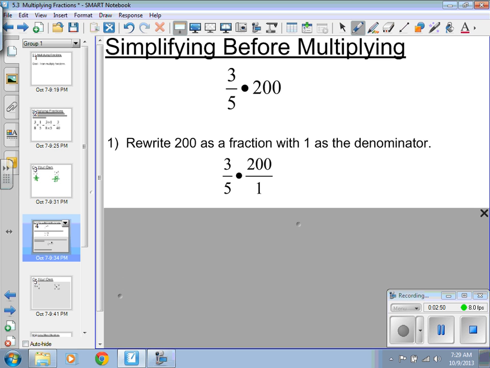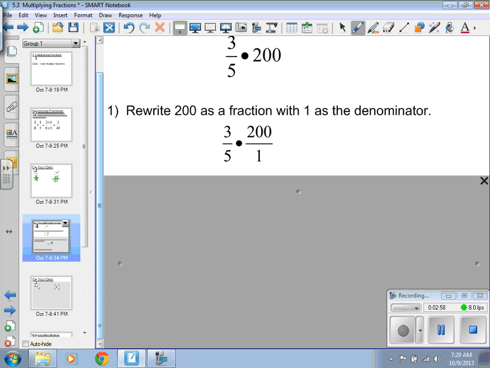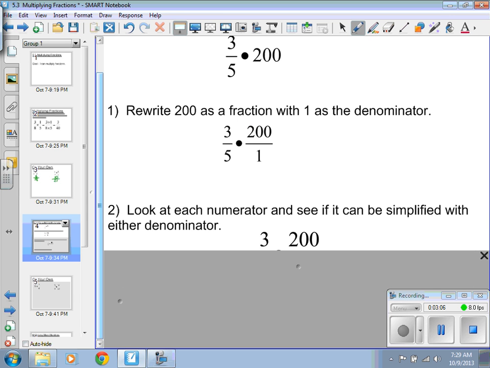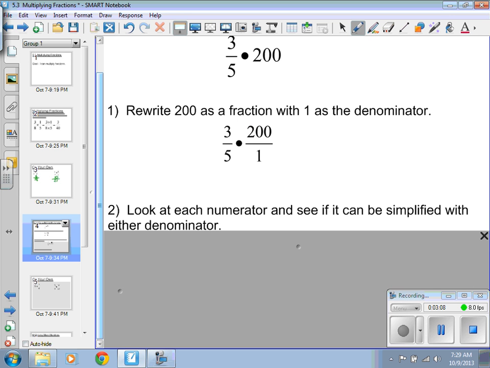We rewrite 200 as a fraction with 1 as the denominator. So we've got 3/5 times 200 over 1. Just like in class, you write down all the steps. Look at each numerator and see if it can be simplified with either of the denominators.